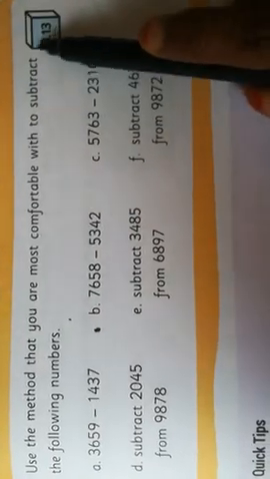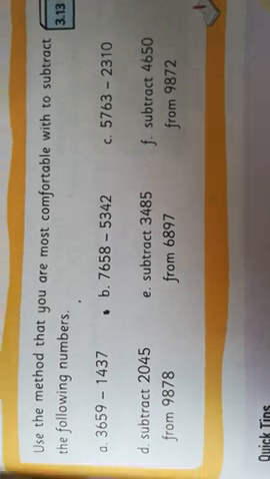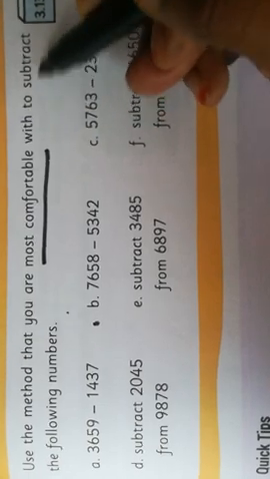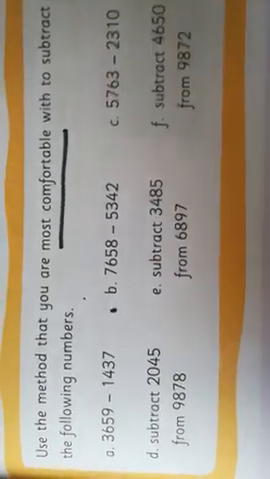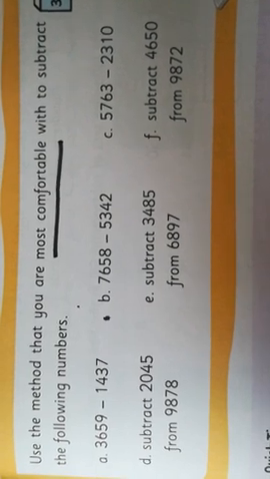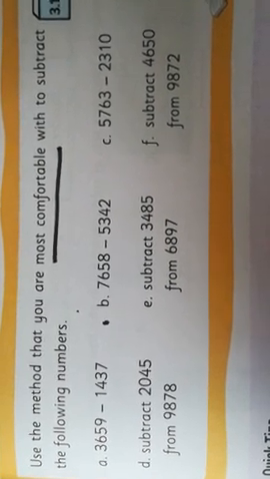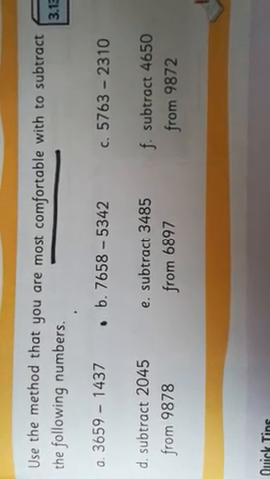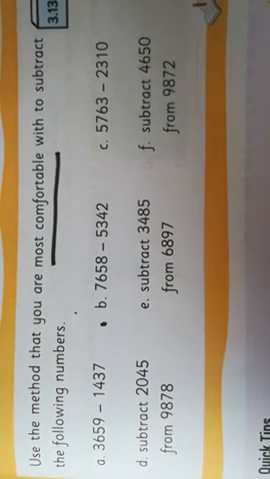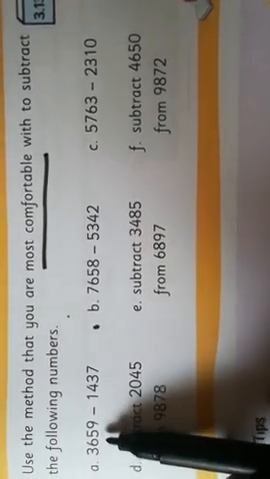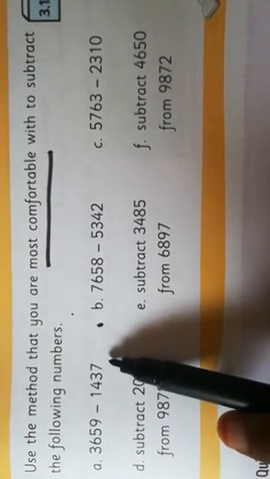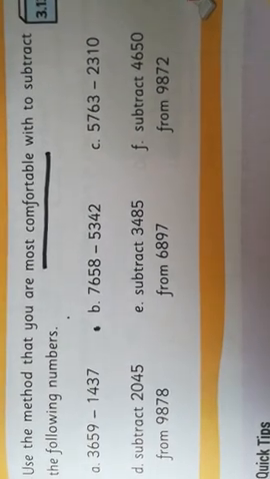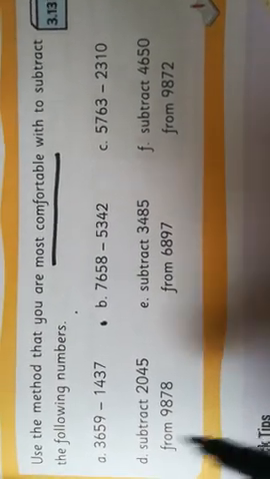Next, activity 3.13 in your studio book, page number 71, children. Use the method that you are most comfortable with to subtract the following numbers. Now we have discussed subtraction without regrouping, subtraction using spike abacus, and subtraction without spike abacus. Of the 3 methods, which method is most comfortable for you? You have to use that method, children. First option A, 3659 minus 1437. For that you have to use your rough note and subtract these numbers, get the answer. You have to write the answer only here, children.